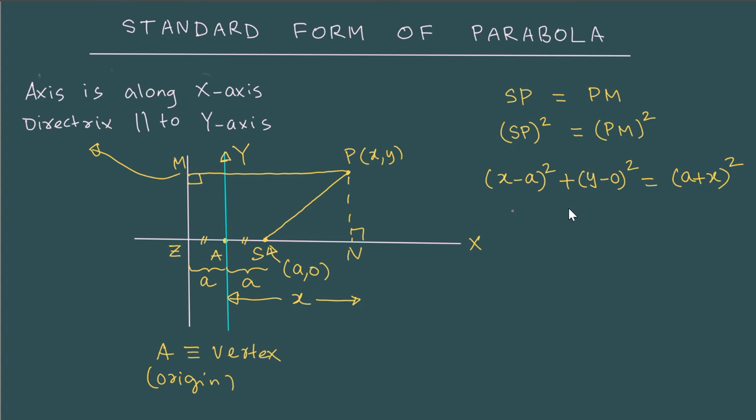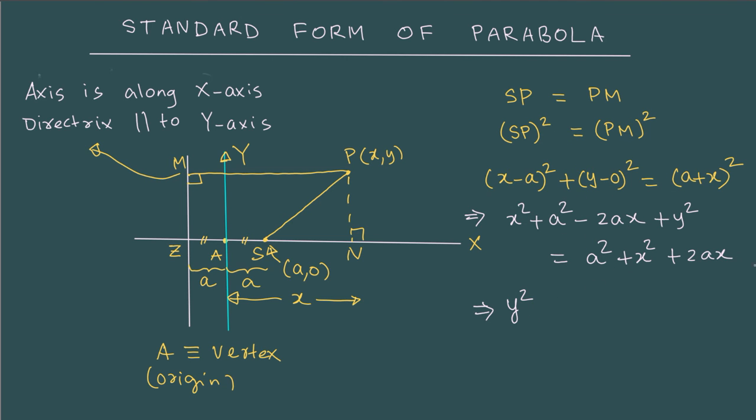Now expand and open up on either side. So what do we have here? x squared plus a squared minus 2ax, and this is simply plus y squared. On the right hand side, we have a squared plus x squared plus 2ax. And we can keep y squared on the left hand side.